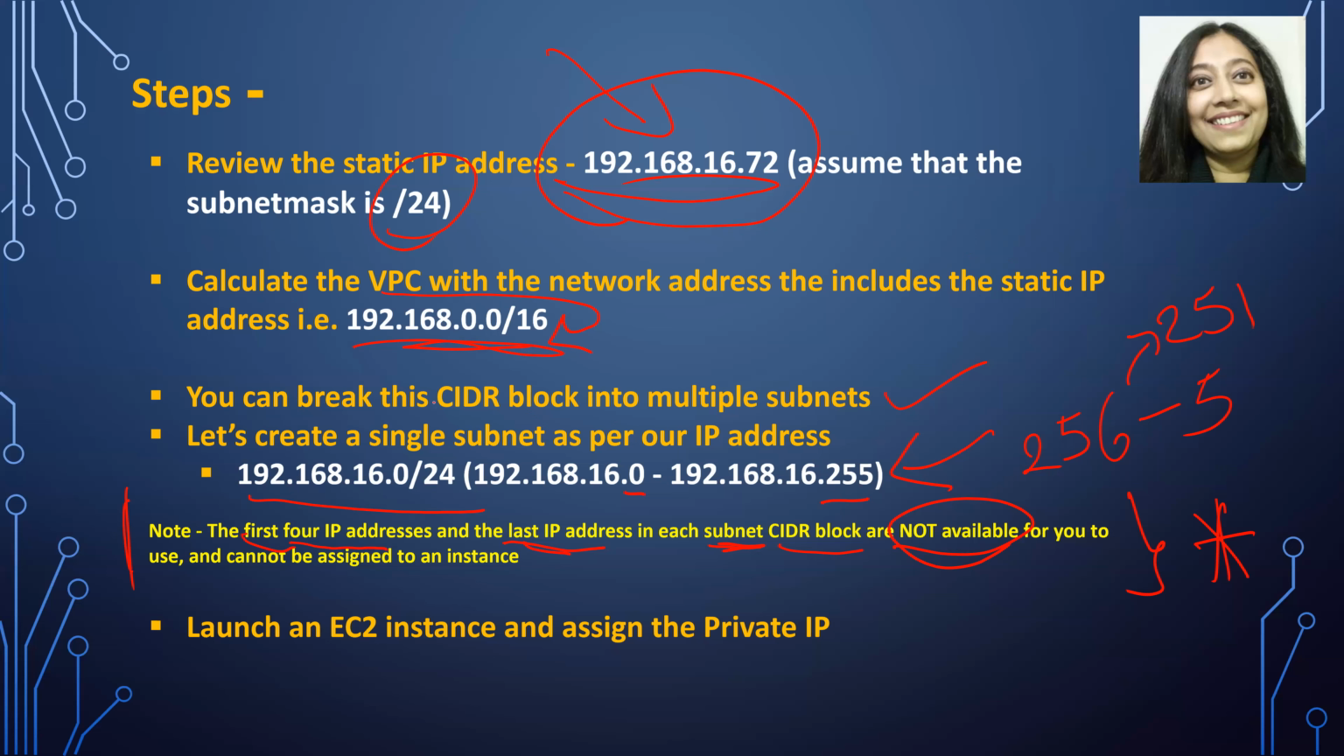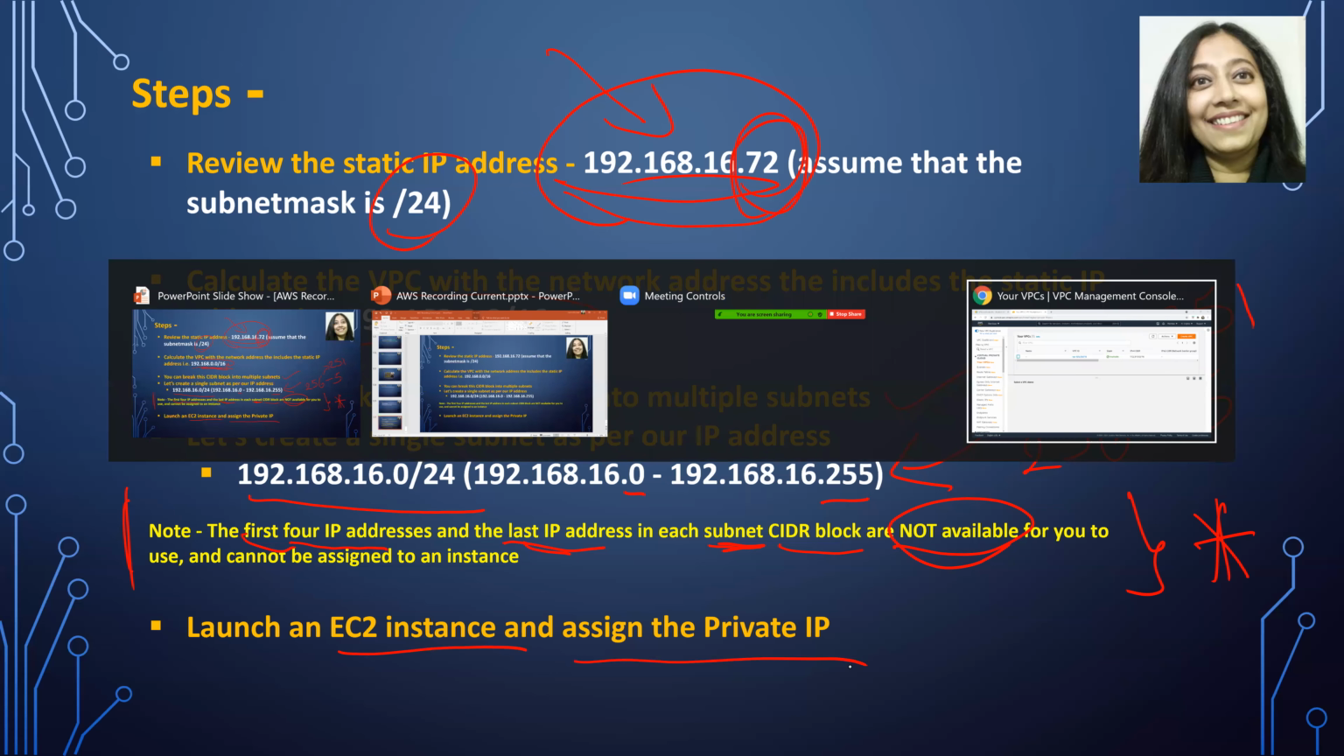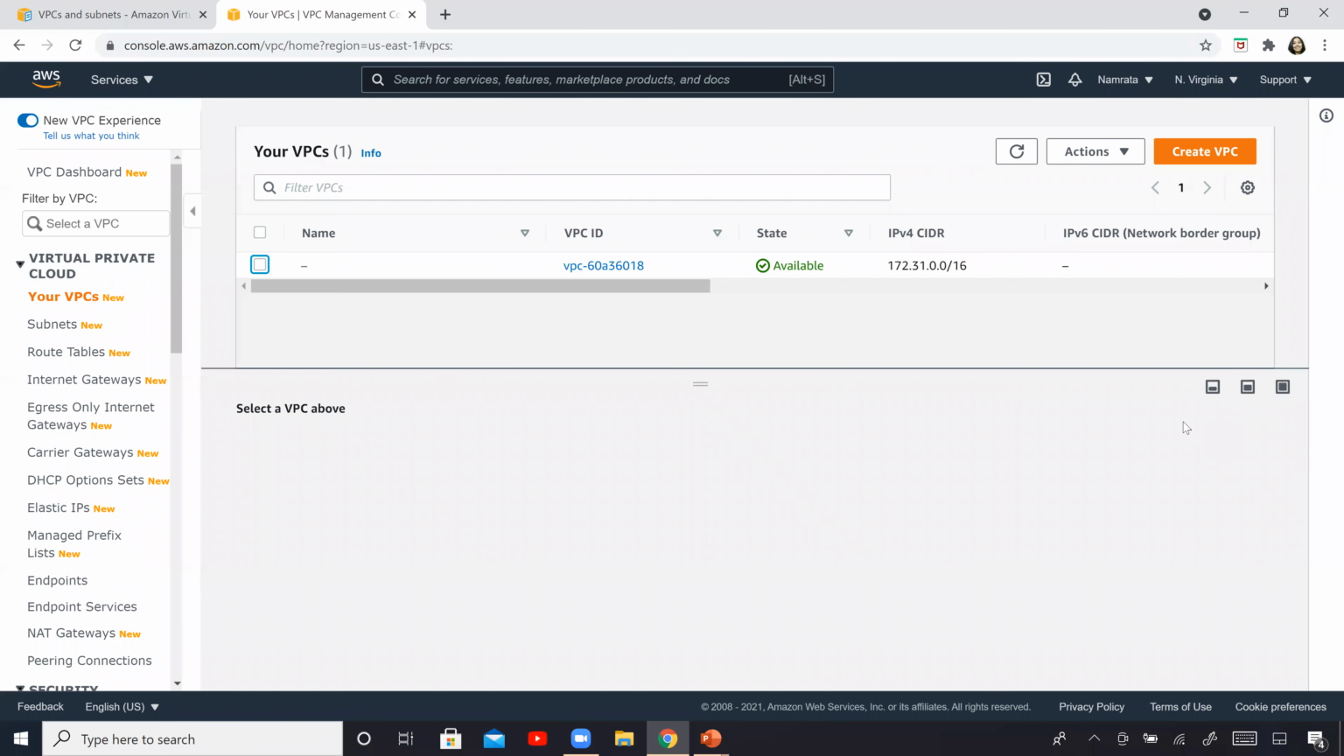So this range, ideally, should support this IP address because we have .72, which comes somewhere midway in this range. And once we have created our subnet, we will launch an EC2 instance and associate our private IP. So let us see how we can do this. I'll switch to the console and let us create our VPC over here.